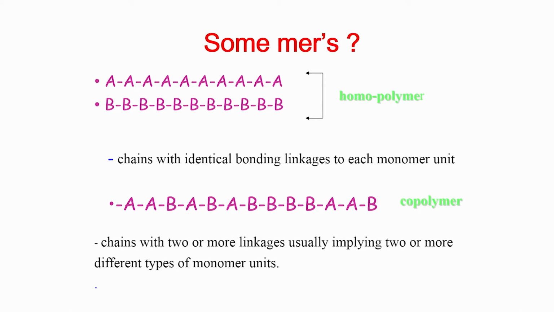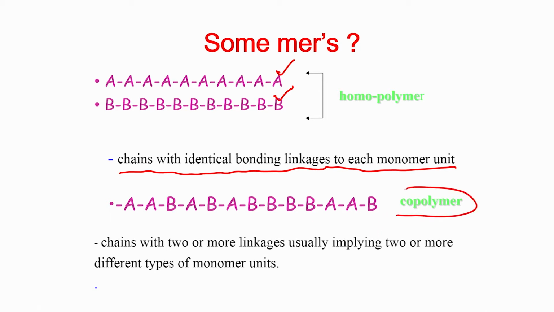So, here what you see, this AAA, or BBB, is called a homopolymer. Here the MER unit is A or the MER unit is B. Essentially, homopolymers are those polymers with identical bonding linkages to each monomer unit. What is a copolymer? When two different types of MER units are joined or polymerized together to form a large chain structure, where two different MER units are covalently bonded to each other, then we call it a copolymer.